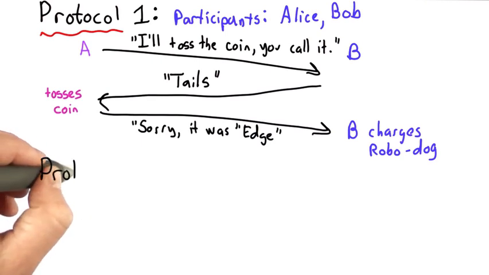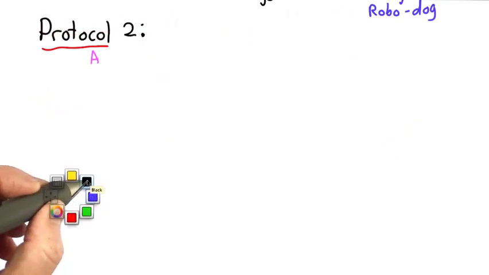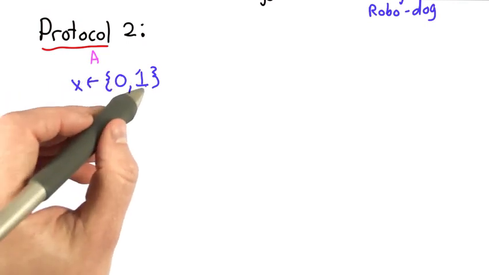We'll call this protocol 2. And in this protocol, Alice will start by doing three things. She'll pick a value for x. There are two possible values, 0 and 1.